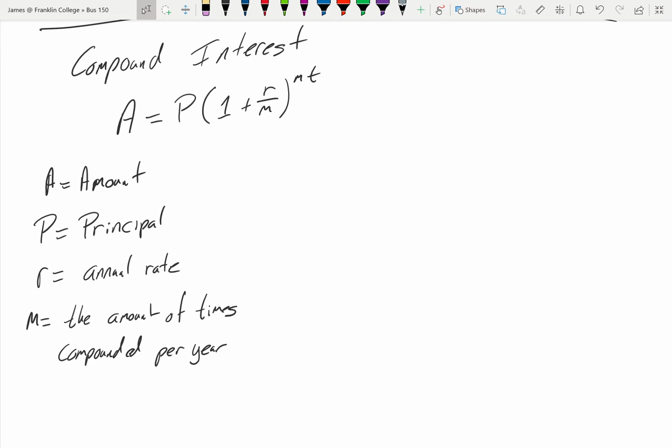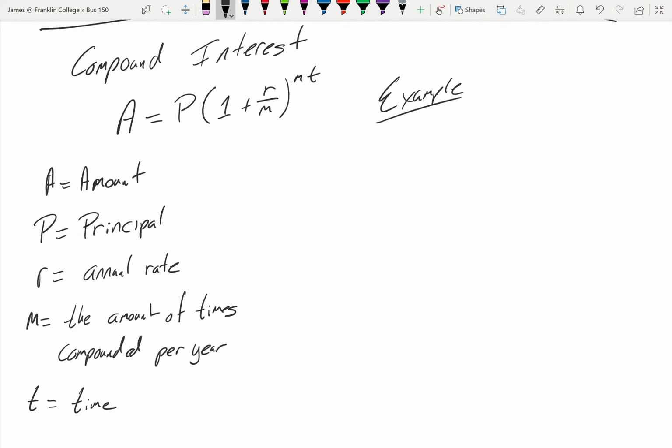M will equal 12. If we hear that our account is going to be compounded daily, then we may say that M equals 365. If we say that our account is going to be compounded biannually, say twice a year, then we know our M equals 2. So it's just the number of times per year that our account is going to be compounded. And then, of course, T equals time again. How many years did we have an investment? Alright, so let's do another example.